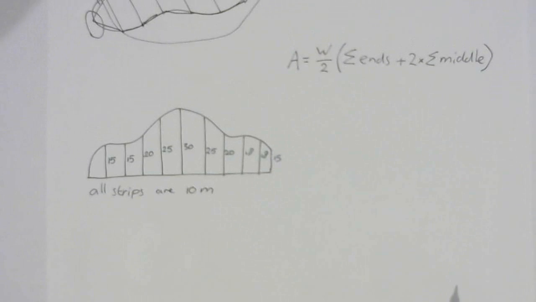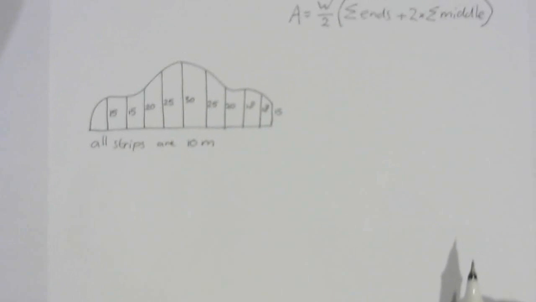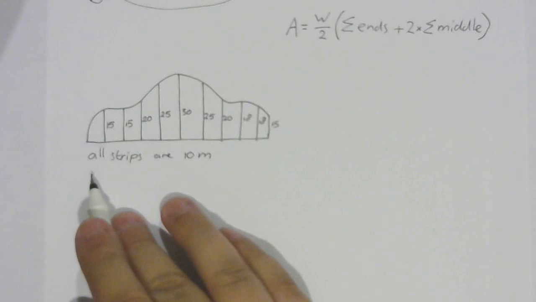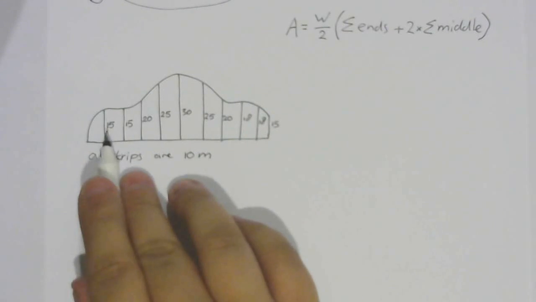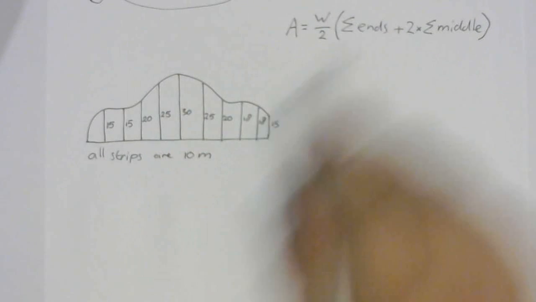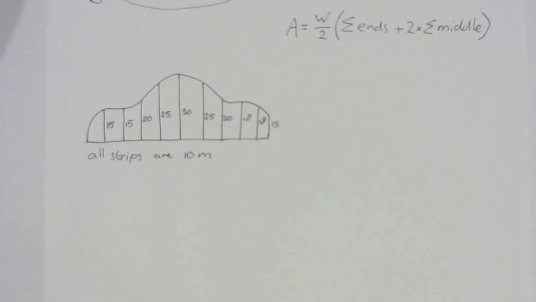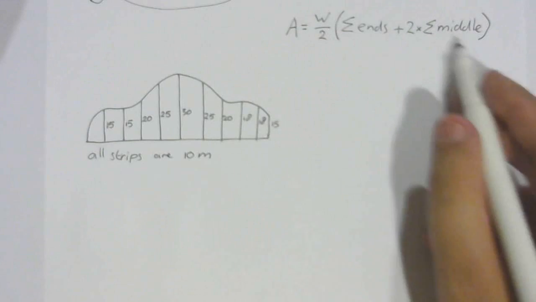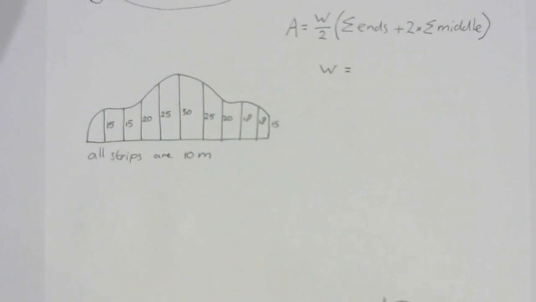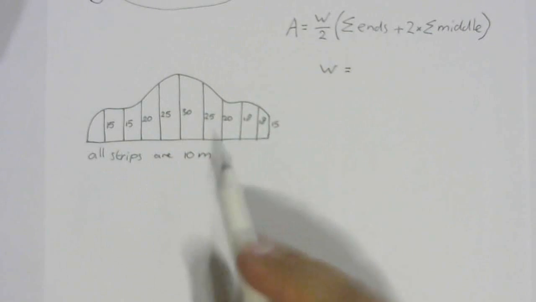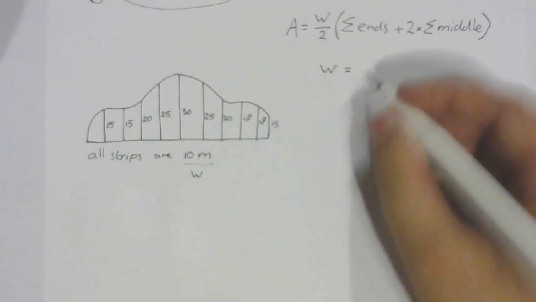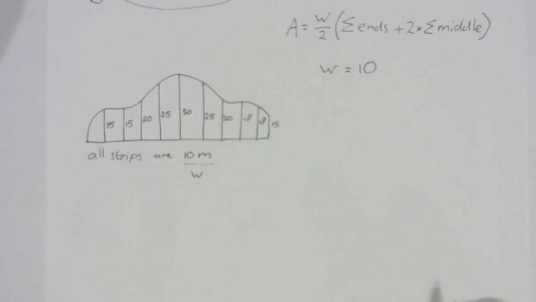Here I've got a problem that we want to solve with the trapezoidal rule. So we're given how wide all of the strips are and how high all of these lengths are. So we can straight off apply that to our rule. Now let's figure out what each of these values is before we stick them in. So W, the width. We're told that all strips are 10 meters. That's our width. And my width is simply 10.